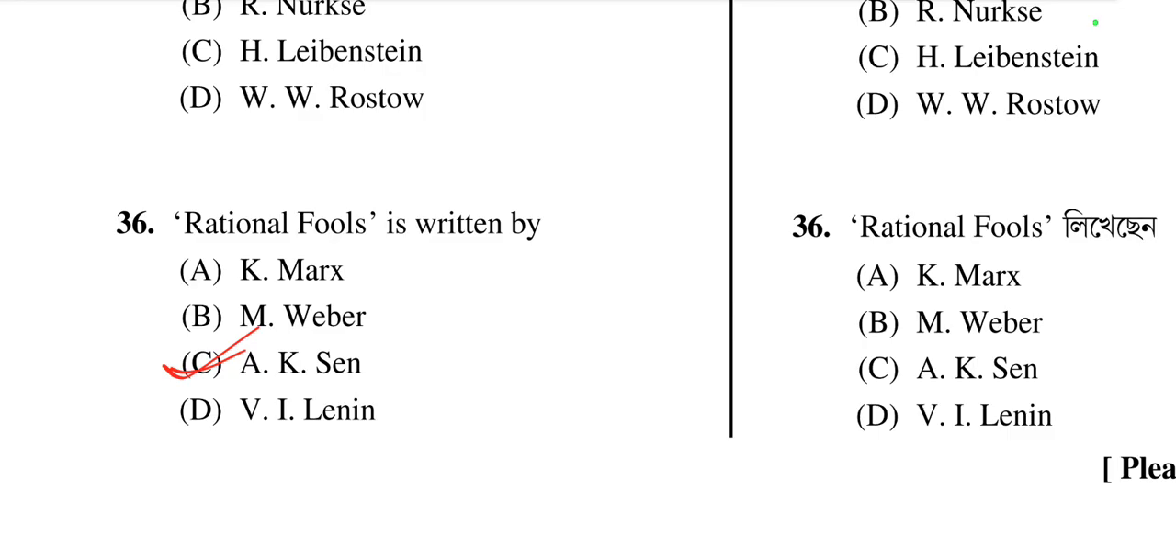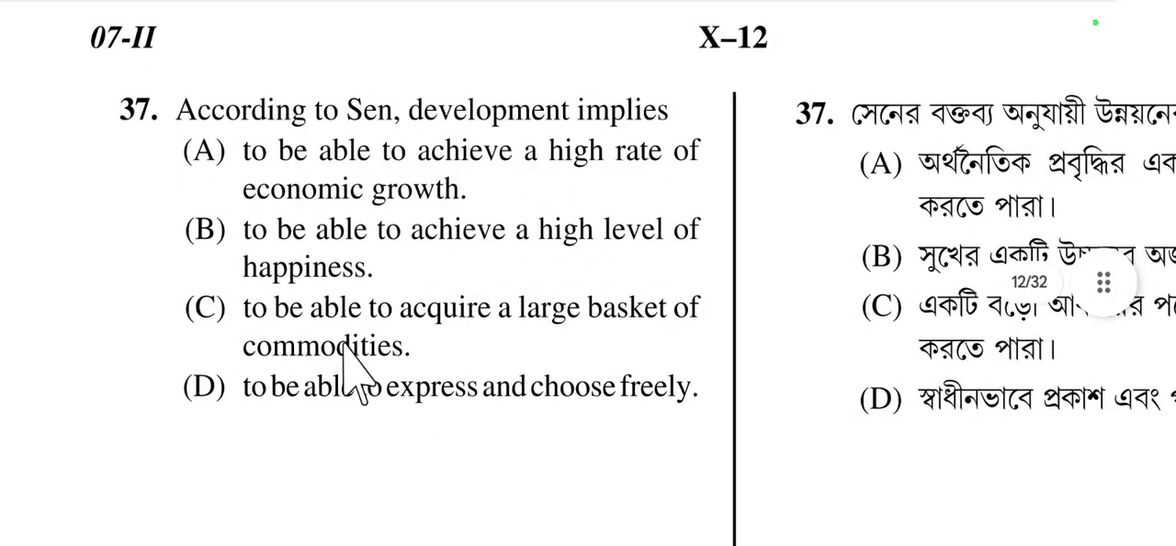In this work, Amartya Sen critiques the traditional economic assumption that individuals act purely out of self-interest in a rational manner. He argues that this narrow view overlooks other motivations like ethical consideration, empathy and commitment to others. So Amartya Sen emphasizes that a purely self-interested rational approach can lead to socially undesirable outcomes. Hence the term fools for those who adhere strictly to this rationality. It is called rational fool, given by Amartya Sen. Then come to question number 37.